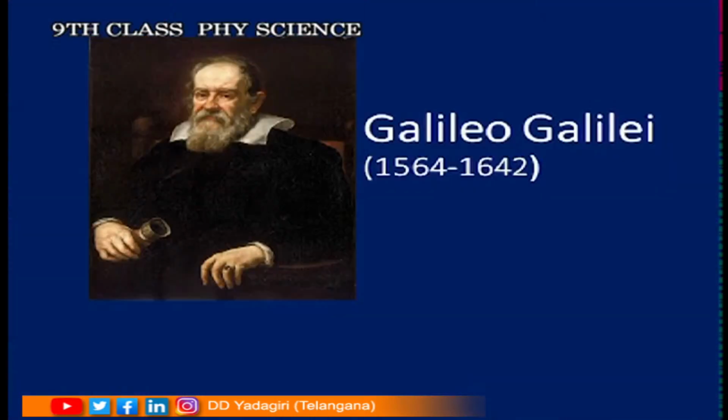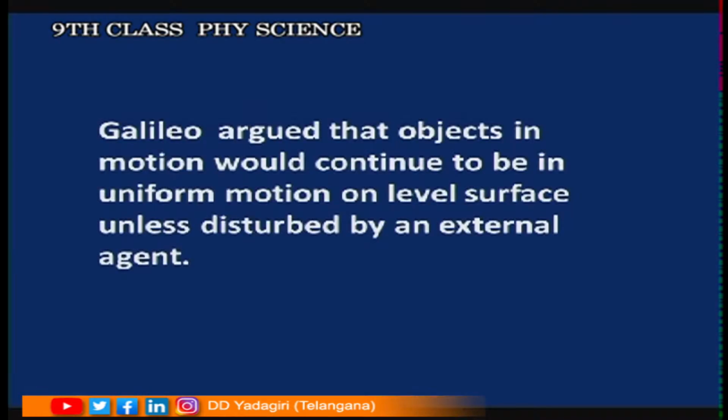It was Galileo Galilei who gave a different perception. Galileo argued that objects in motion would continue to be in uniform motion on a level surface unless disturbed by an external agent. Galileo had two experiments in his mind.